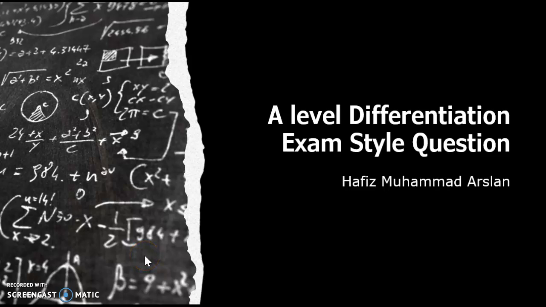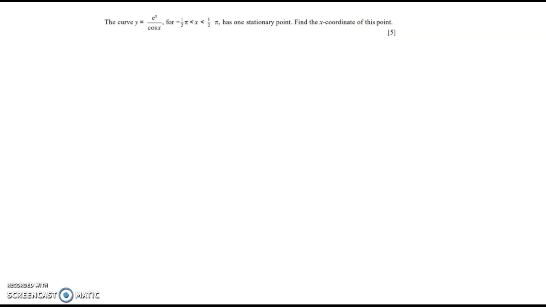So in this video, we're going to look at one question for differentiation A level. So that is an exam style question. In the given question, we have an equation of a curve, and it says it has only one stationary point, and we're supposed to find the x coordinate of this point. As you remember, to find the stationary point, we need to set the first derivative equal to 0. So first of all, we need to find the derivative.